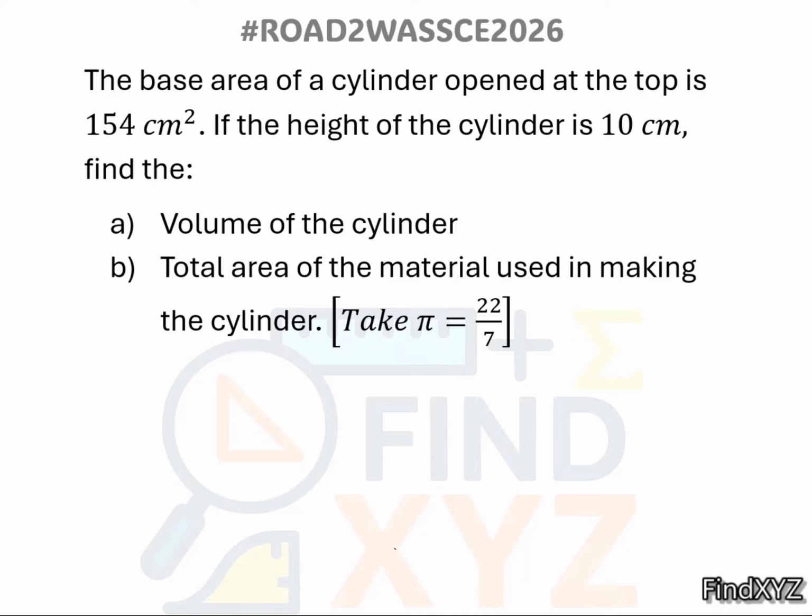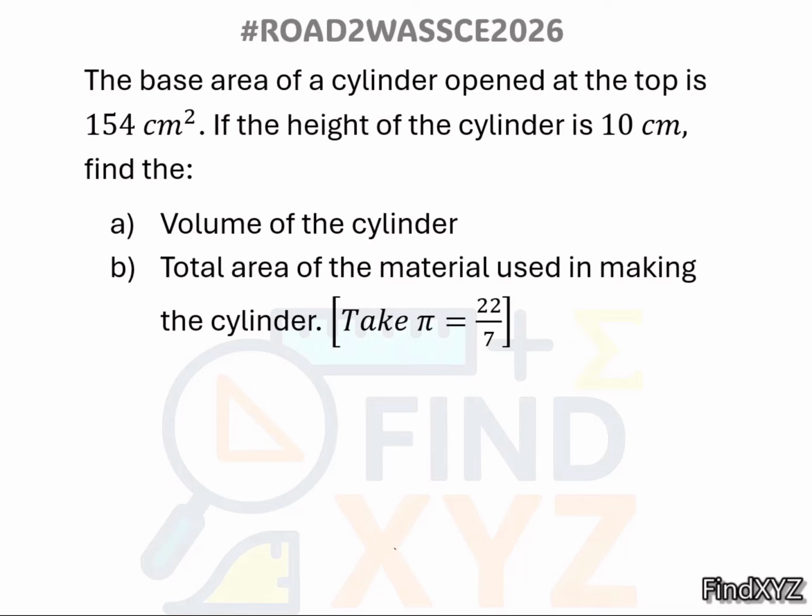We are still on the road to WASSCE 2026. Let's try this question. The base area of a cylinder opened at the top is 154. We've been given the height of this cylinder to be 10 centimeters, and then we have been tasked to do 2 things. The first thing is to find the volume of the cylinder, and secondly, to find the total area of the material used in making this cylinder. We've been given pi to be 22/7.